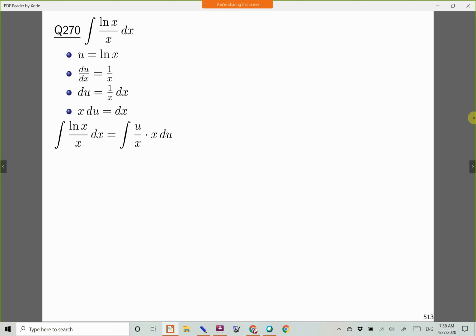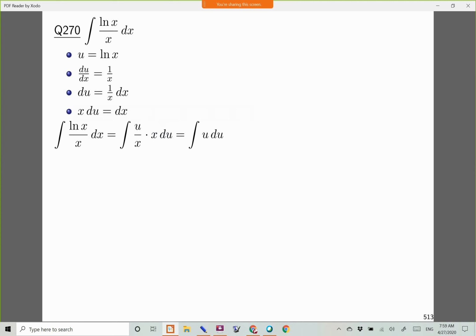ln of x here got replaced with a u. The x in the denominator, I just still copied it. Don't mess with that yet. The dx that was there got replaced with x du. And the reason to not have messed with this x, just to leave it right there as x, is now look, these x's cancel. And so we're left with integral u du. Or rather, integral u to the first power du.